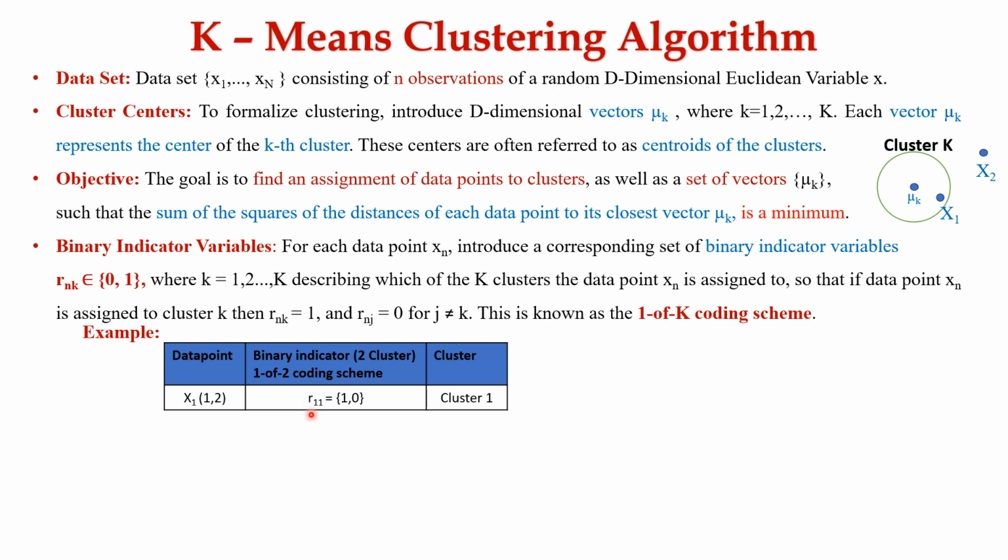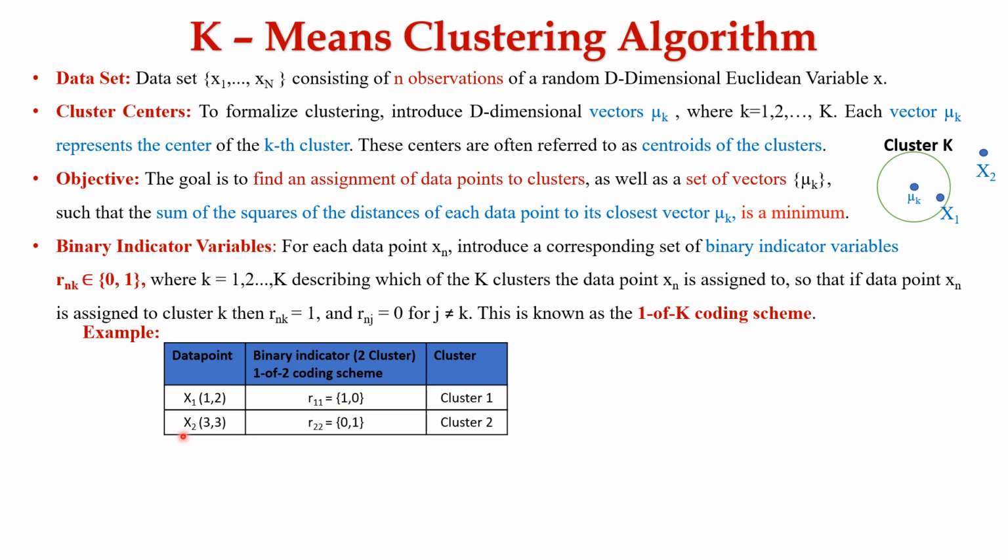So the first one in R represents the data point x1, and the second one represents cluster 1. That is, the data point x1 belongs to cluster 1. So the binary indicator for the first cluster is represented as 1 since it is present in cluster 1, and for the second cluster it is represented as 0 since it is absent in cluster 2.